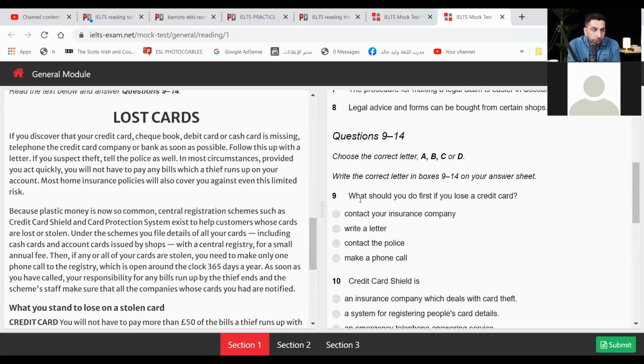The first question is, what should you do first if you lose a credit card? Contact your insurance company, write a letter, contact the police, make a phone call. Now, all of these four options are not given to you in the paragraph in this nice way. They're going to modify it, so you need to draw conclusions. Based on your drawing of conclusions, they will determine if you are an efficient reader or not. But it's not that challenging, Ahmed, to be honest.